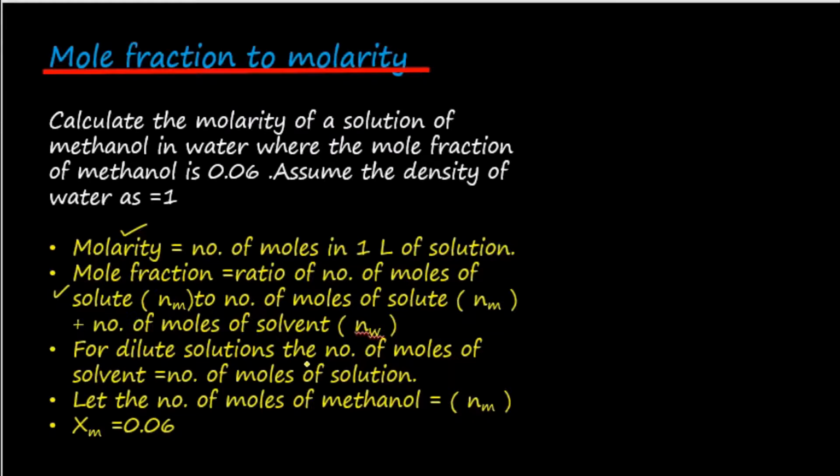For dilute solutions, the number of moles of solvent is approximately equal to the number of moles of solution. That is, the mass of the solution can be taken as the mass of the solvent. Let the number of moles of methanol be represented as Nm and the mole fraction of methanol, chi m, is equal to 0.06. Having understood all this, let us proceed.